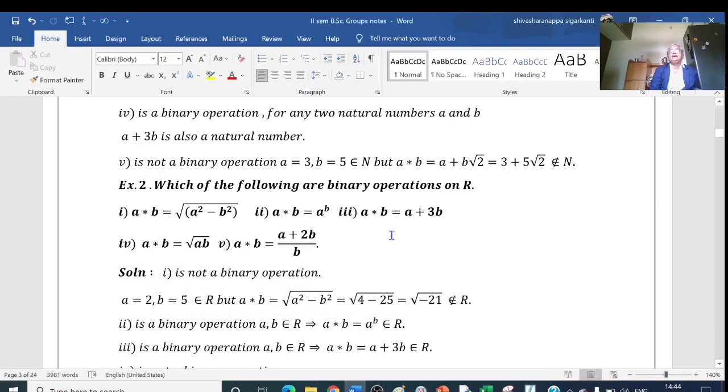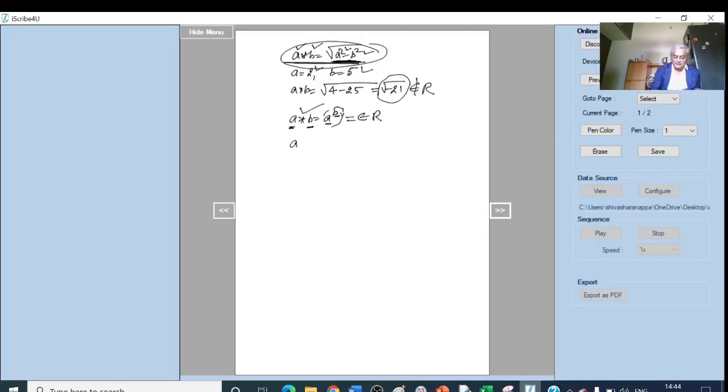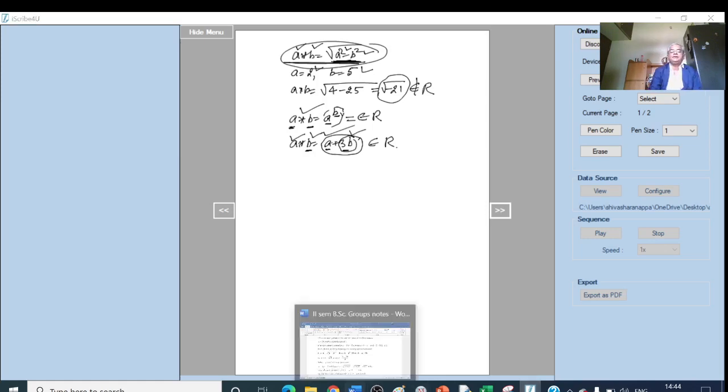Third one: A star B equal to A plus 3B. A star B equal to A plus 3 into B. A is a real number, B is a real number. If B is a real number, then 3 into B is again a real number. A real number plus 3B, a real number, so this whole quantity is a real number, therefore this belongs to R. So here, this is a binary operation.